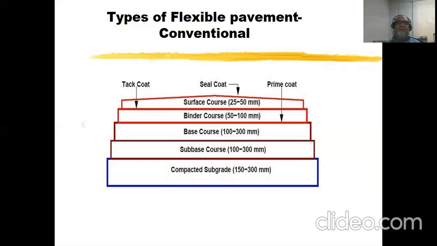In this diagram, there are three terminologies: seal coat, tack coat, and prime coat. Actually, the prime coat and tack coats are asphalt binders applied directly to the surface, just like painting a surface. So when we apply a layer of an asphalt on a base course, that is termed as prime coat. Then when you have laid an asphalt binder course, before laying a surface course, you apply another coat that is called tack coat. And these coats are meant to glue the layers together, to bind the layers.